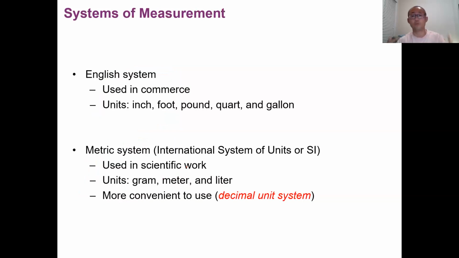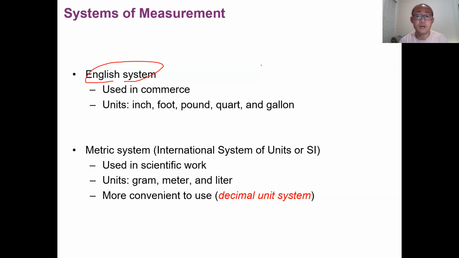Okay, next, like I said, we briefly talked about temperature. Let's officially get into the systems of measurement. When we talk about measurement systems, we usually have two types. One type is called the English system. The English system is mostly used in commerce, and its units are what we are familiar with in our daily lives, like inch, foot, pound, quart, and gallon. These are the English system units.